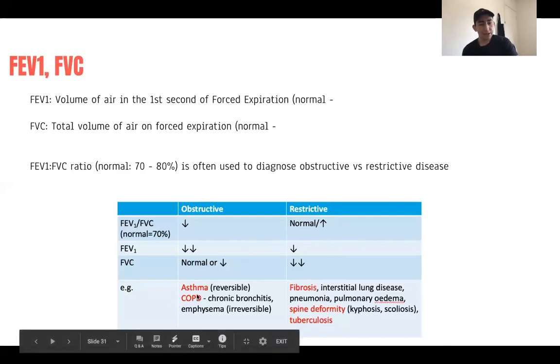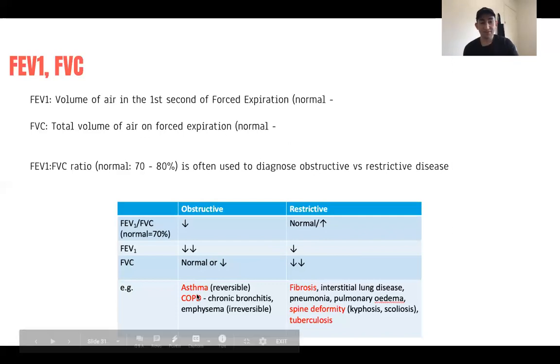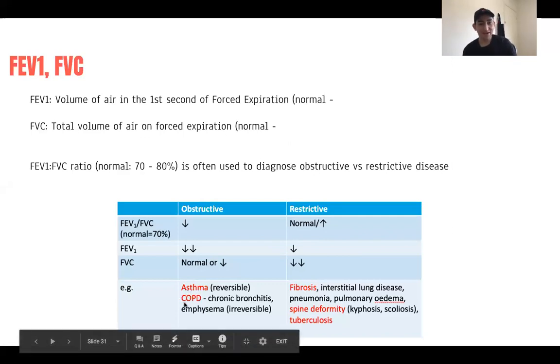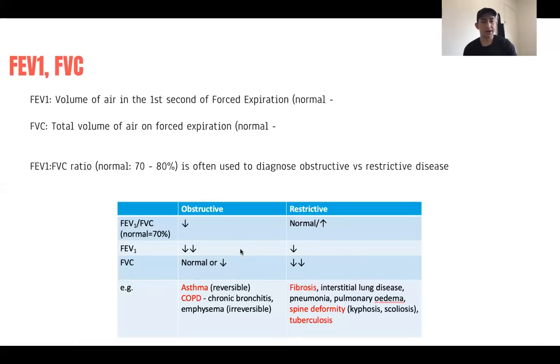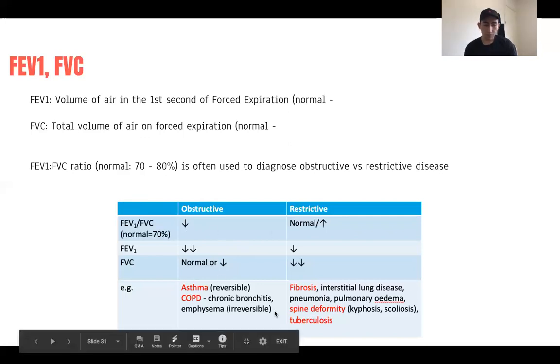Examples of obstructive: asthma, COPD. Sorry, I'm still very sleepy. Asthma, COPD. The difference being that asthma is reversible with an inhaler. You normally use a SABA, or short-acting beta agonist, while COPD is not reversible. In order to classify something as asthma, you need to observe a bronchodilator response of at least 12% and/or 200 ml of air. With restrictive, it's stuff like fibrosis, TB, and also stuff like scoliosis, kyphosis, etc.